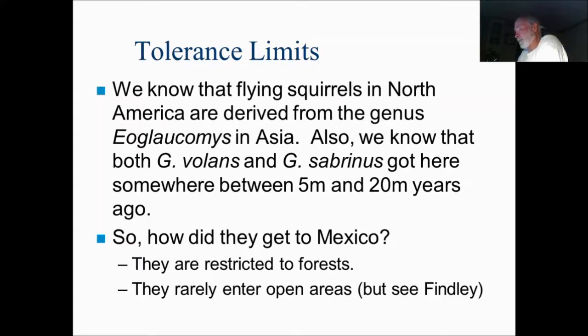So how did the southern flying squirrels get to Mexico? They followed the forested habitat as it headed south with the advancing glacier. They don't fly across open areas, although there is one report by Jim Findlay from back in the 50s where he found a flying squirrel impaled on a barbed wire fence in the middle of a meadow. But aside from that, these guys simply don't cross open areas. They glide from tree to tree. So they're totally restricted to the forest. So the forest, as this glacier advanced over a long period of time, would have moved south.